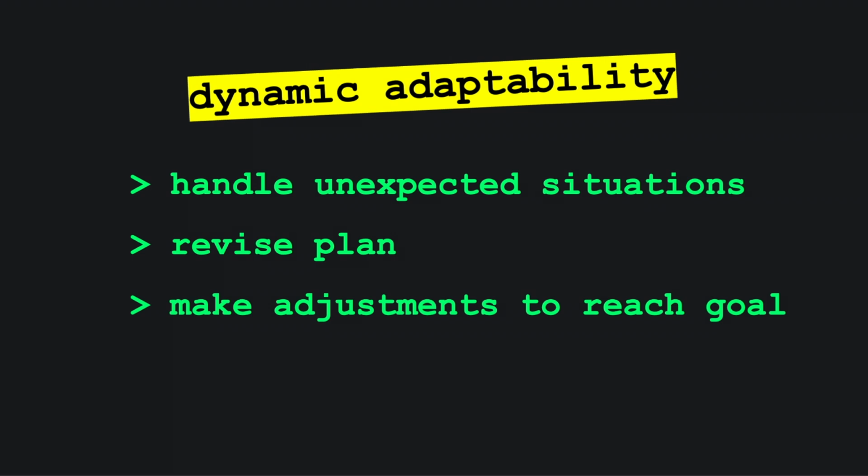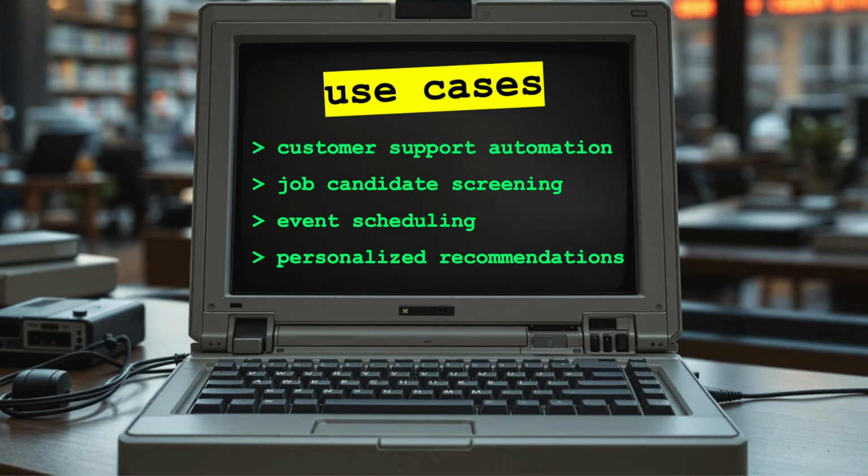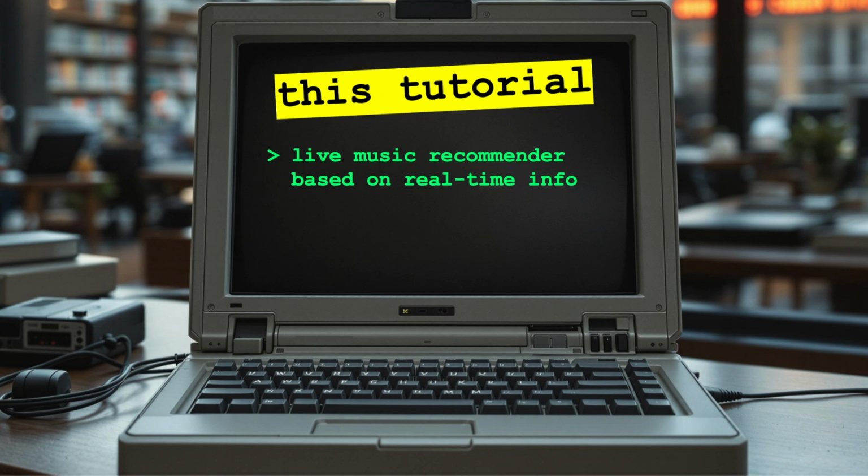Throughout execution, the agent dynamically adapts, meaning it can handle unexpected situations, revise its plan if something doesn't go as intended, and make adjustments to reach the goal efficiently. Use cases for plan and execute agents include customer support automation, job candidate shortlisting, event scheduling, and personalized recommendations. For our purposes, we'll build an agent that recommends live music events tailored to user preferences. It will dynamically adjust its recommendations based on real-time information.